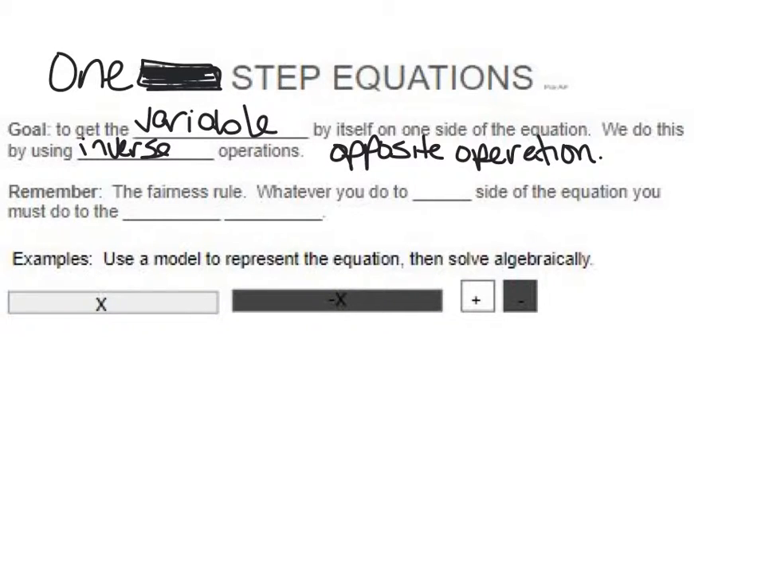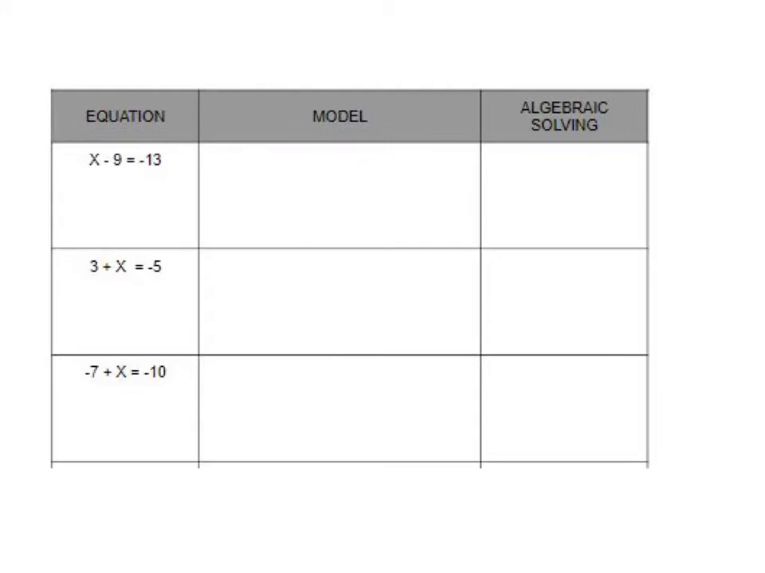Now remember, there's two rules. There's the fairness rule: whatever you do on one side of the equation, you must do on the other side. So always remember that. Never leave it unbalanced. So we're going to use the algebra tiles, which is the x and then the negative x and then the plus and the minus. We're going to do that for the next 5 problems. We're going to model first and then look to see what we need to do. I'm just going to model it, but then I'm going to solve it. So you really don't need to solve it with a model. You just need to make sure that you are solving it with the numbers. And that's what we're learning here today.